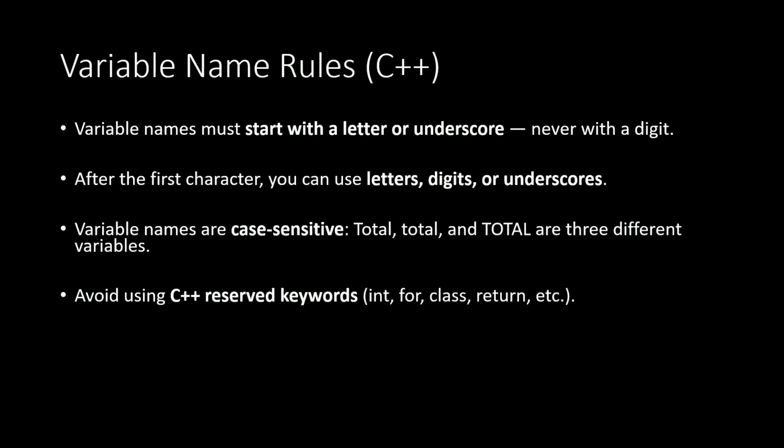And while giving variable names, try to avoid the keywords that are already defined in the C++ library. They have some different meanings. The data types, obviously, int, double, float, they have a specific meaning in the C++ grammar. So do not use them as your variable names. Also, there are certain keywords like for, class, return.